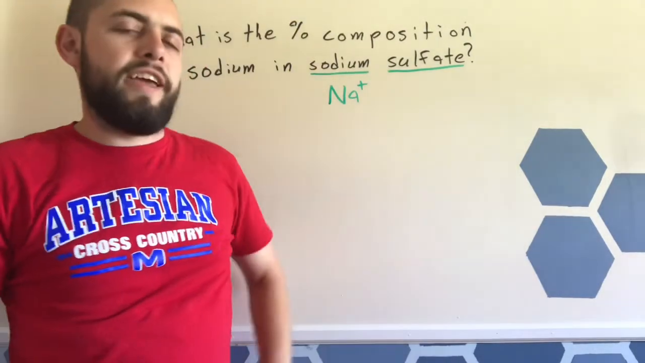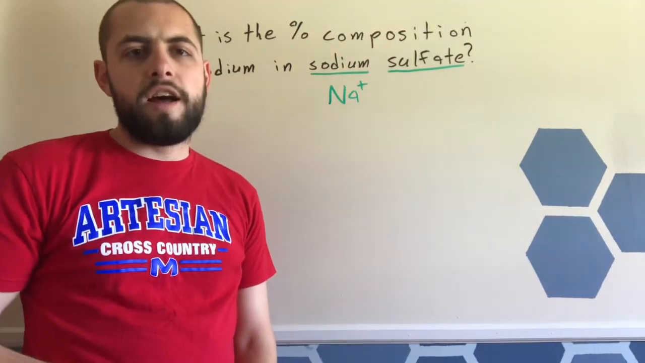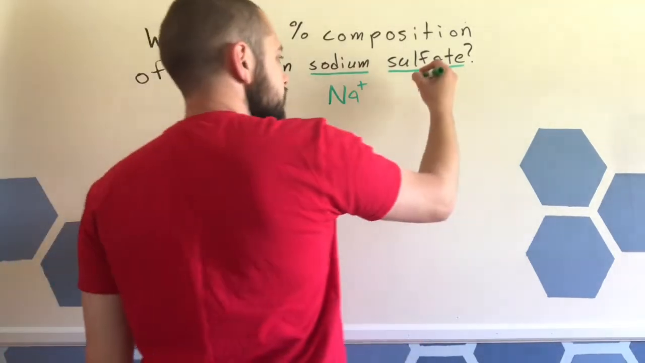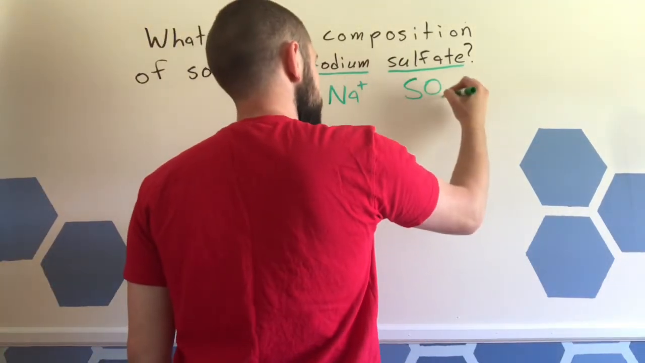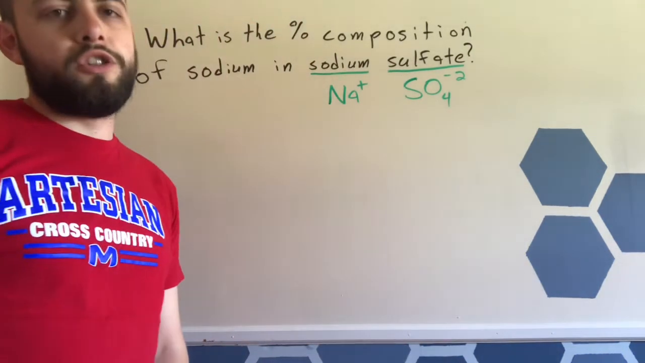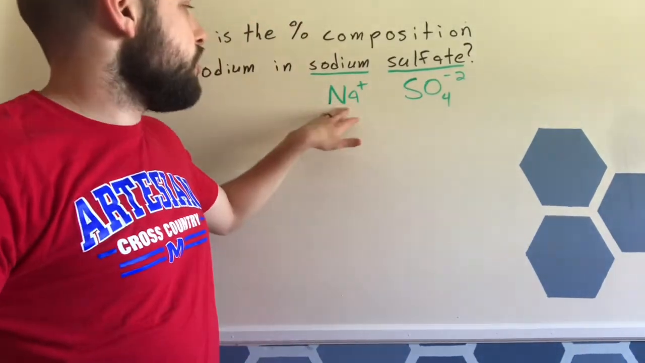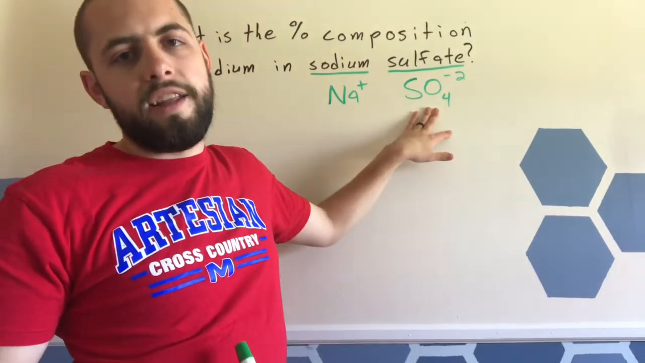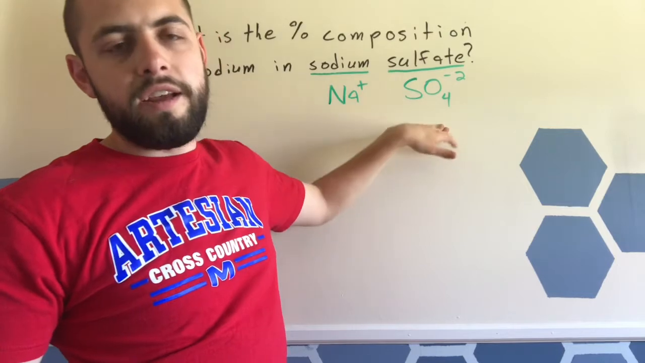And then sulfate. Sulfate you'll have to look up on the backside of the periodic table. We wrote all those down. Sulfate is SO4, and it has a -2 charge. So sodium sulfate. Right now these charges do not cancel out. I've got a +1 and a -2.